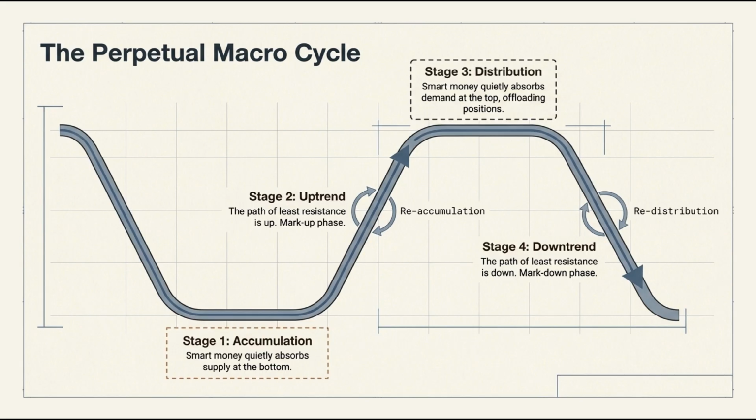The market moves in a perpetual four-stage cycle that smart money uses to offload and acquire positions. It begins with Stage 1 accumulation, where institutions quietly absorb supply at the bottom. This leads to Stage 2 uptrend, the markup phase, where the path of least resistance is upward. Once the top is reached, Stage 3 distribution begins as smart money absorbs demand and offloads their positions to uninformed buyers. Finally, Stage 4 downtrend, or the markdown phase, occurs as the market seeks a new equilibrium at lower prices.